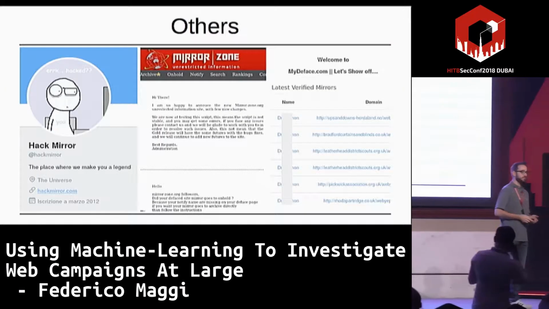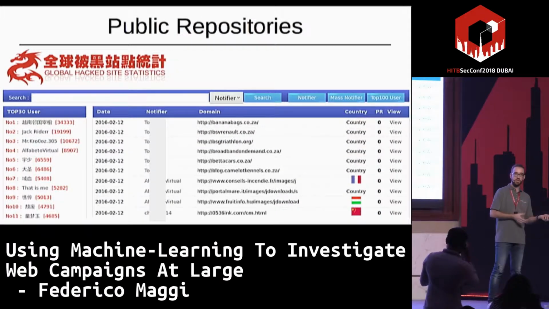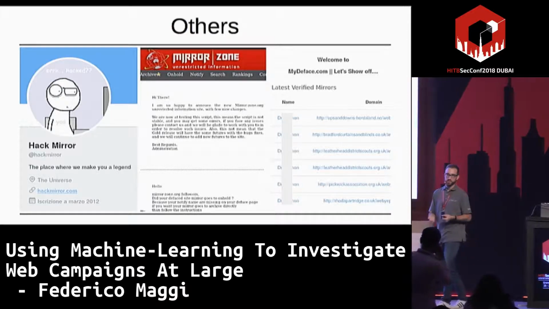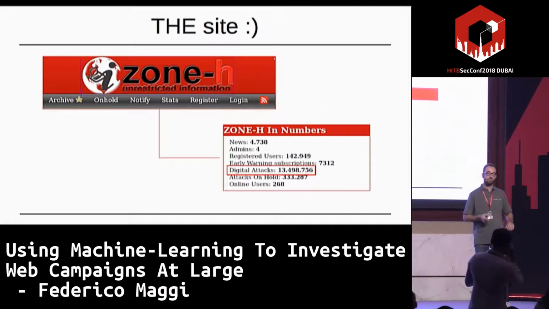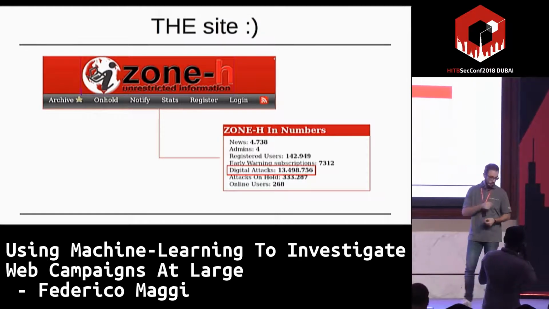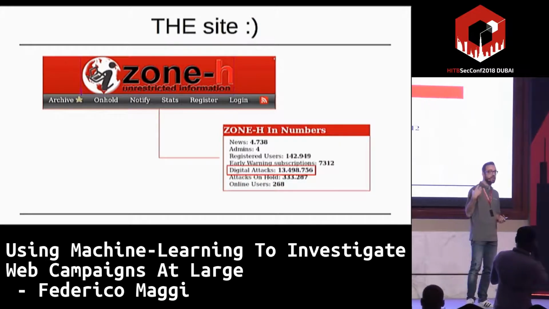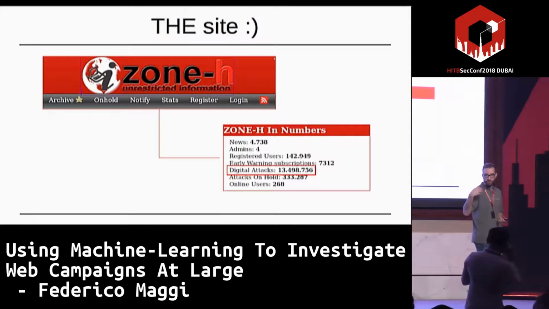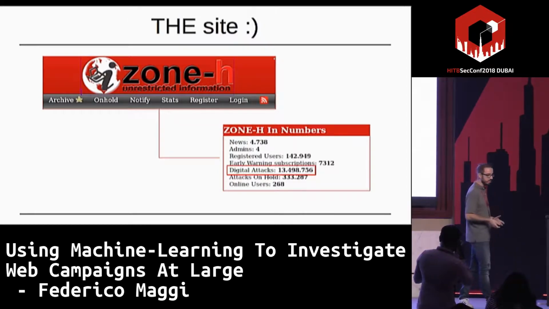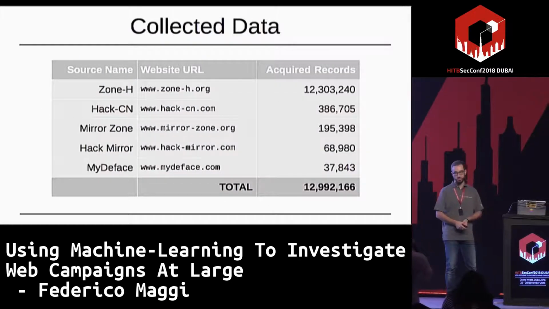And there are several of these public repositories. The previous one was mostly Chinese. Then we have Hack Mirror, Mirror Zone, MyDeface. What we actually used is the website run by the Zone H people, which is the most comprehensive one. We think that Zone H is actually mirroring the previous ones, so it has the largest data set possible. So there are several of these, but in the end, we ended up using mostly Zone H.